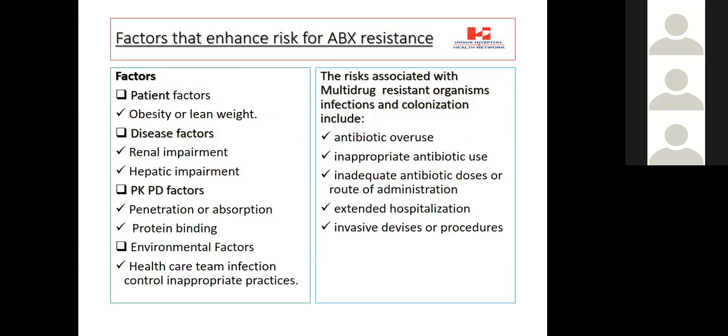Okay, what could be the factors that enhance the risk for antimicrobial resistance? There are many factors. These can be direct factors involved in the antimicrobial resistance or indirect, secondary factors. Like secondary factors, we have the patient factors, obesity and body weight, disease factors, the renal impairment, hepatic impairment, penetration or absorption of that particular drug that we prescribe, protein binding of that drug, environmental factors, healthcare team, infection control, and inappropriate practices could lead to development of resistance to antimicrobials.